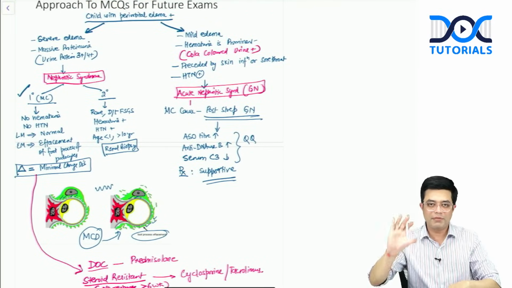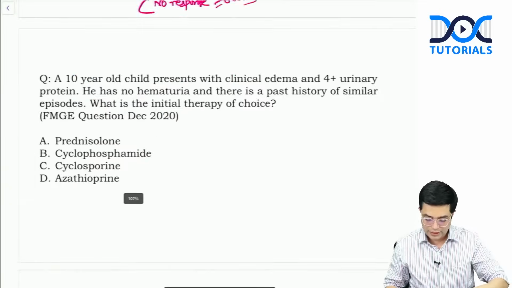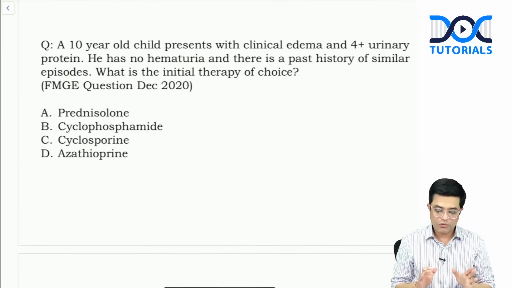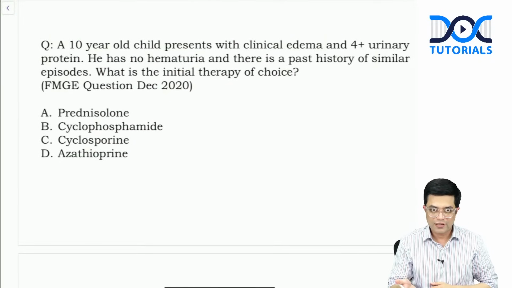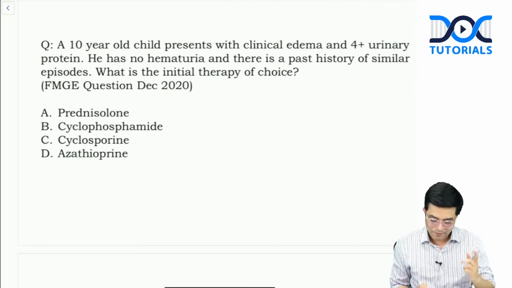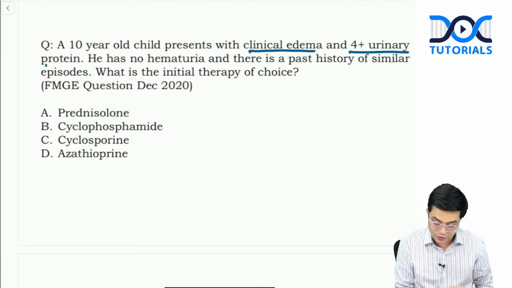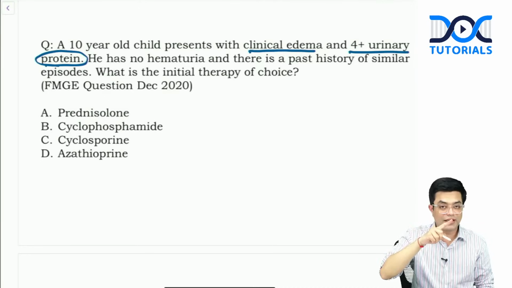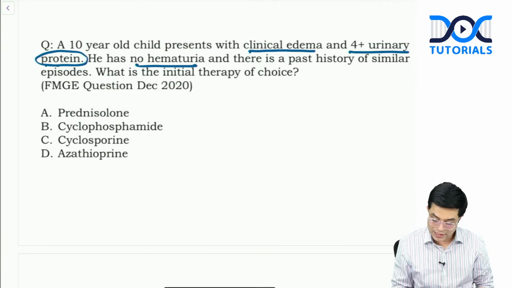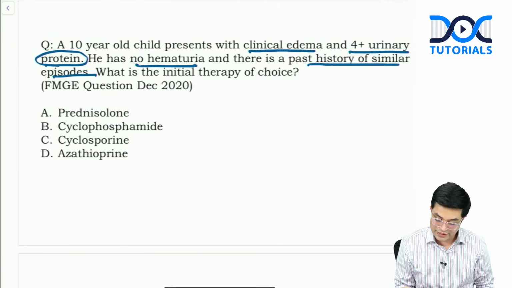तो इसका तो आंसर पता लग गया, minimal change था. Let's move to the next question. FMG question, December 2020. Let us see if we can solve our MCQs based upon this flowchart or not. 10-year-old child presents with clinical edema, 4+ urinary protein. So significant proteinuria है. No hematuria. पास्ट हिस्ट्री भी है सिमिलर एपिसोड्स की. What is the initial therapy of choice?